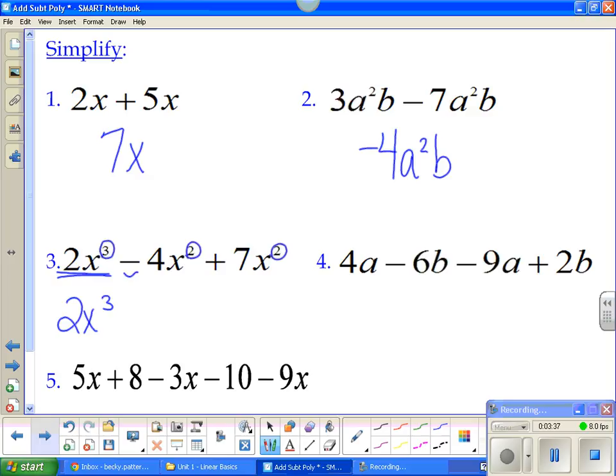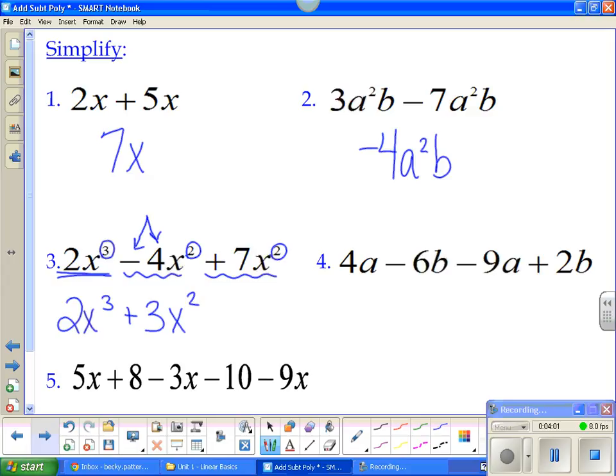But then I can combine this one and this one because they are like terms. And please keep in mind that that negative applies to that 4. So that's a negative 4 plus a 7, which is going to give me a positive 3x squared. The back end of the term is kind of like its last name. Last name does not change, just the numbers in the front.